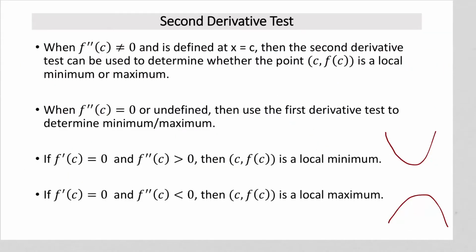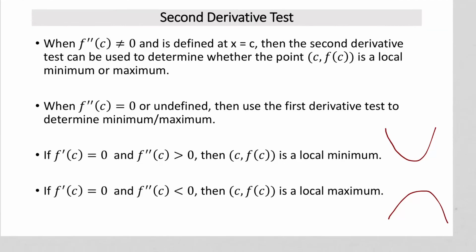So let's talk about the second derivative test. This is a test that is used to determine whether you have a local max or a local min at a critical point. So the second derivative cannot be 0, and it must be defined at this critical point. Then we can use it to determine whether you have a local min or a local max. If, on the other hand, your second derivative is 0 or undefined, then you wouldn't use the second derivative test to conclude local max or local min. You would go back to using the first derivative test, which we talked about earlier.